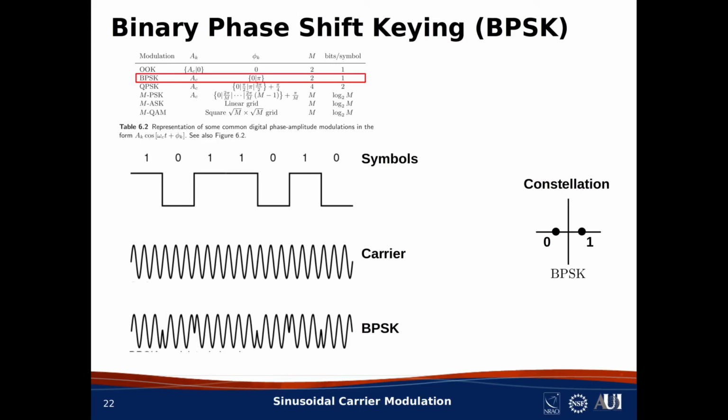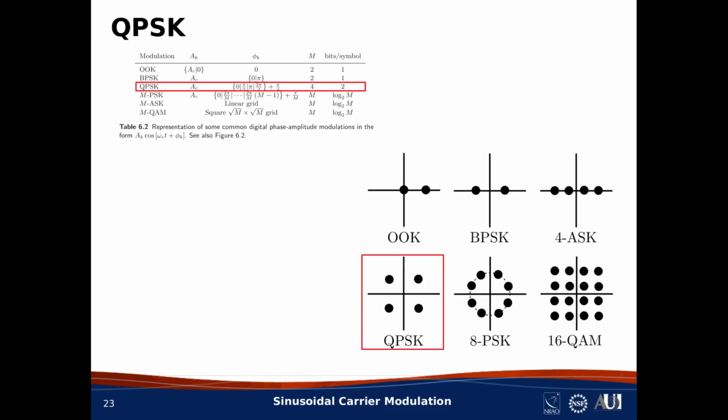Once you see what's going on with OOK and BPSK, it is perhaps a little bit easier to understand other phase-amplitude modulations that are commonly used, and here are a few. For example, QPSK is quadrature phase shift keying, which is similar to BPSK, except with M equals 4. That is, QPSK uses 4 symbols, so now you can send 2 bits at a time. QPSK represents symbols as phase shifts, just like BPSK, so the constellation diagram consists of 4 equally spaced symbols on a circle.